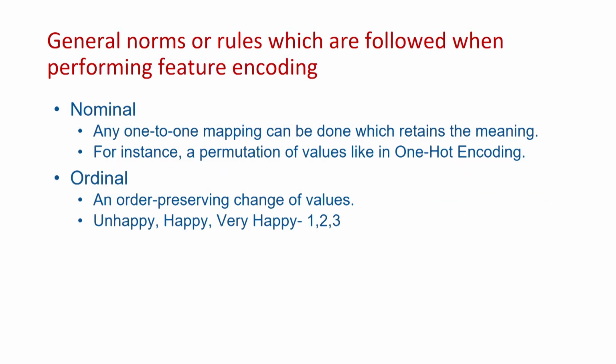If your feature is a nominal feature, and you want to encode it, you can choose any one-to-one mapping. The machine learning algorithm would work on the encoded feature. We will see one-hot encoding, which is one example of feature encoding, and we will see when we need this one-hot encoding technique.